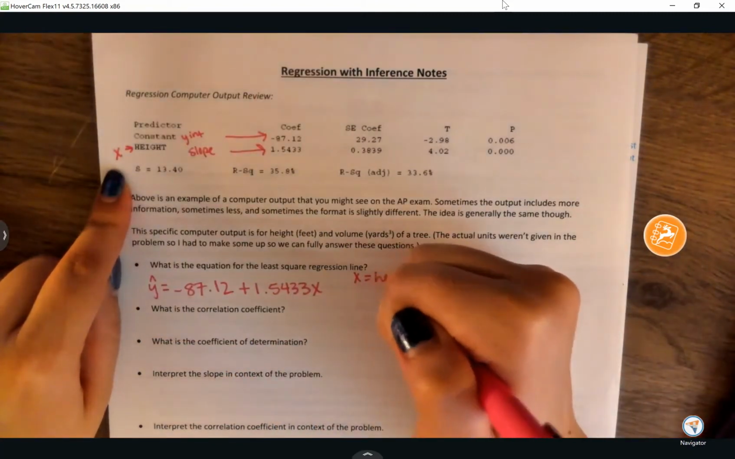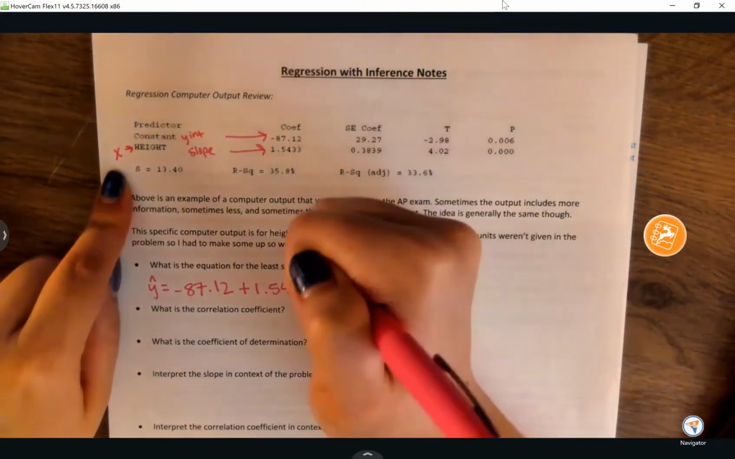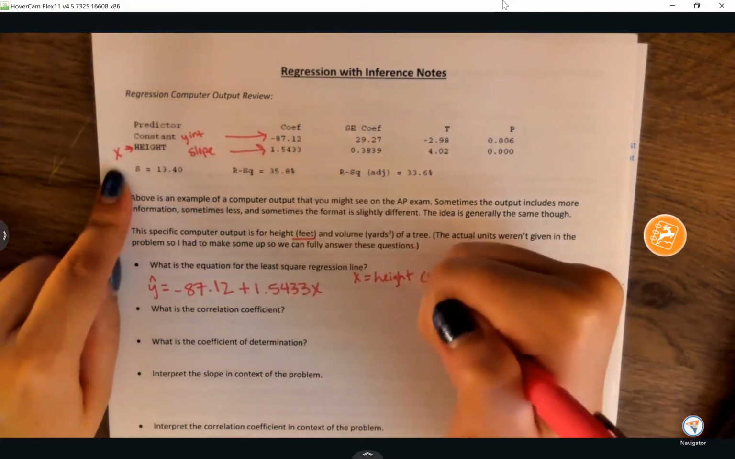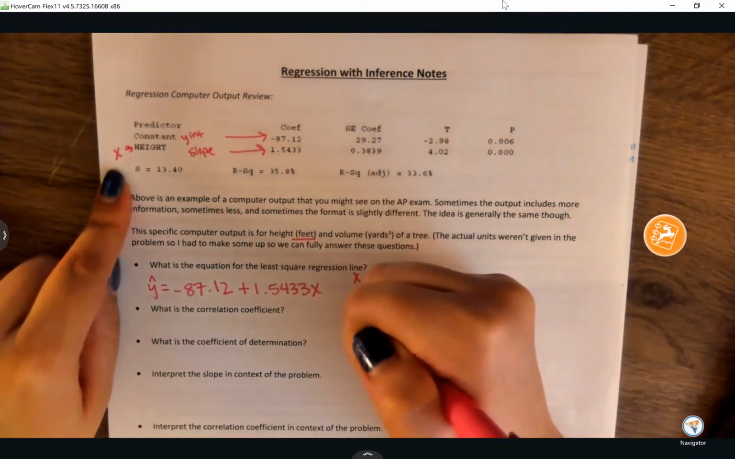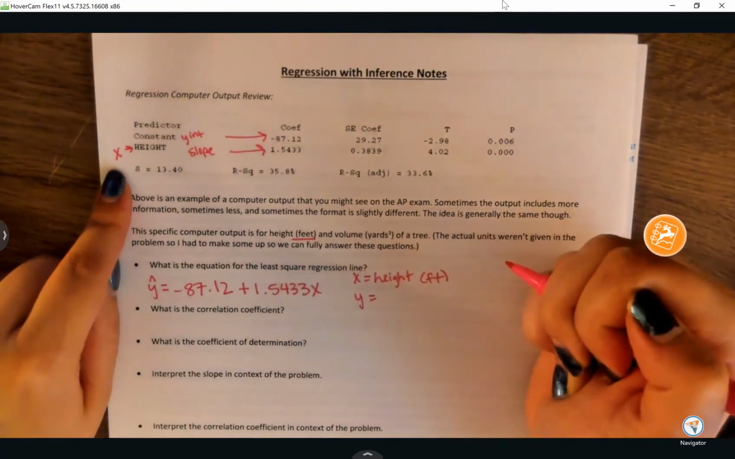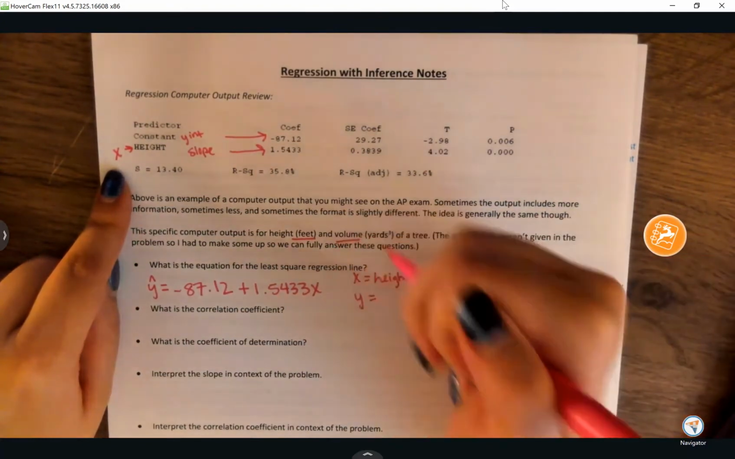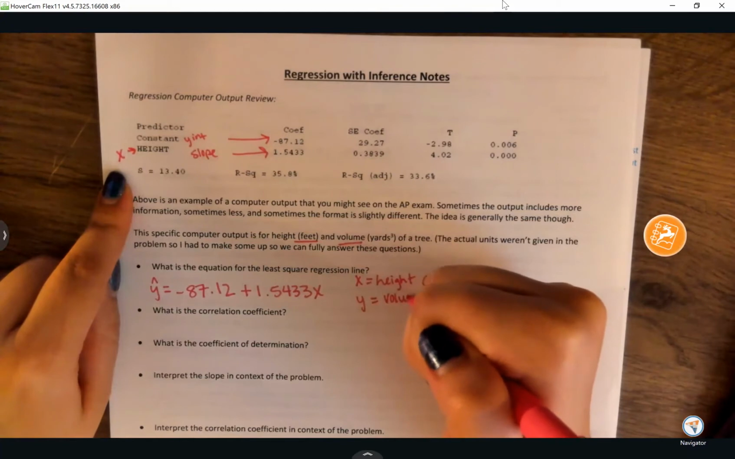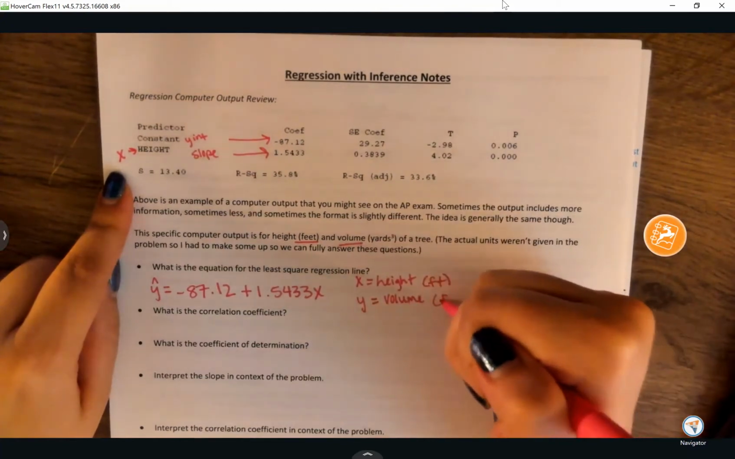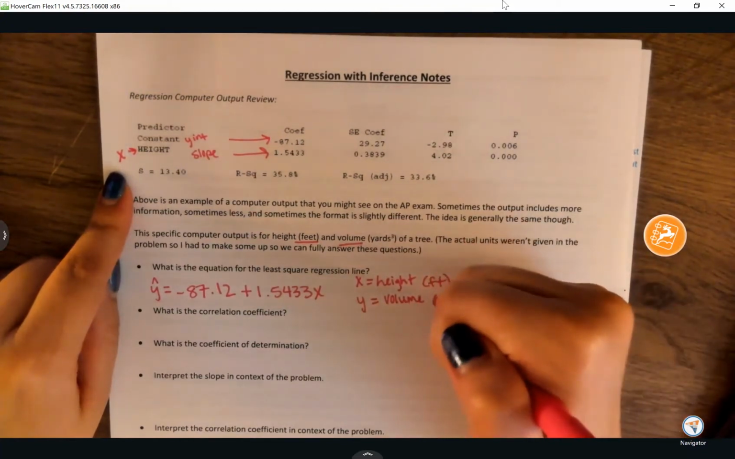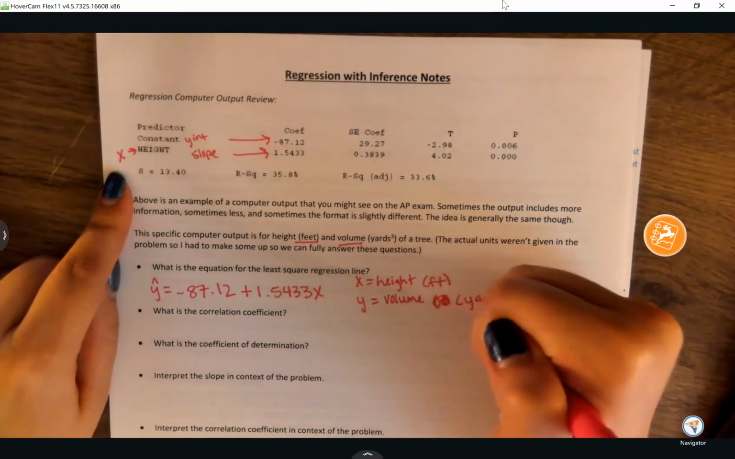Remember this variable is x. X is equal to the height. And it says here that the height is in feet. I like to put that in parentheses. It helps me when I write my description. And then y is the volume, which is in, no, not feet. It's in yards cubed.